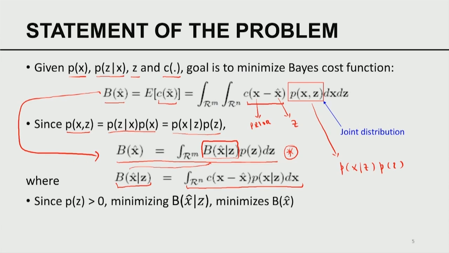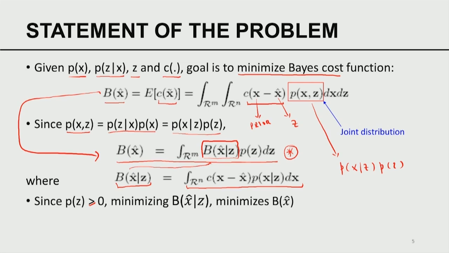Now, I am interested in minimizing, so please remember, minimize the Bayes cost. So I would like to be able to minimize B x hat. B x hat, which I call star, is equal to the integral of B x hat conditioned on z times p of z. P of z in the region of interest is always greater than or equal to 0. That's a probability density function.